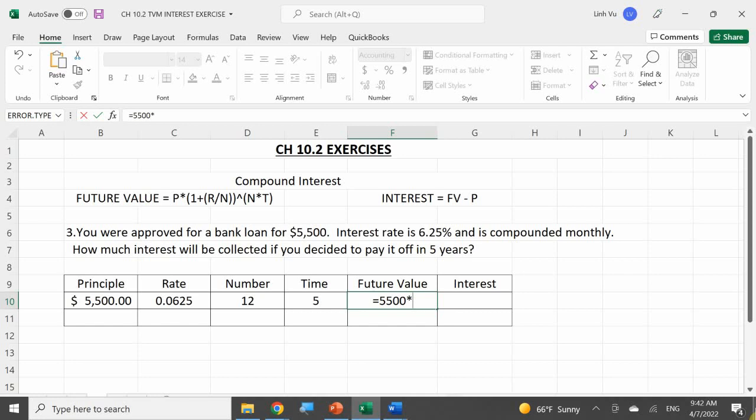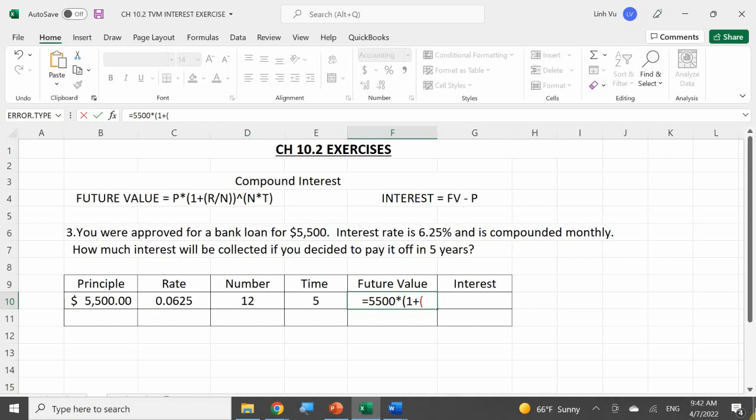So in this case, I have my principal in there. I'm going to multiply, and open my parentheses first. 1, and I need to add, and then I'm going to open my parentheses one more time. Notice this: it color codes your parentheses so you know how many parentheses you have and how many you need to end with.